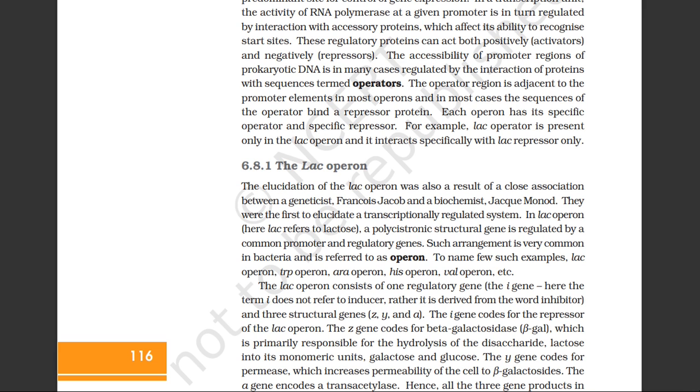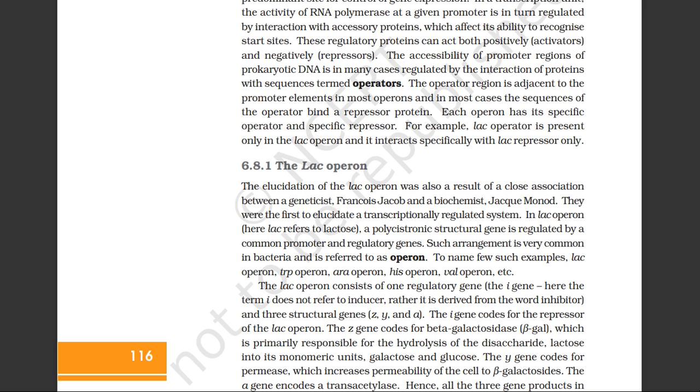For example, the lac operator is present only in the lac operon, and it interacts specifically with the lac repressor only. 6.8.1 The lac operon. The elucidation of the lac operon was also a result of a close association between a geneticist, Francois Jacob, and a biochemist, Jacques Monod. They were the first to elucidate a transcriptionally regulated system.